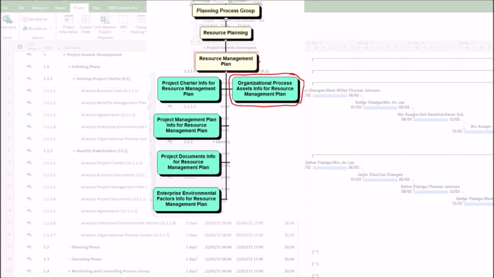In essence, ignoring OPAs is ignoring the organization's collective wisdom. It forces the project manager and the team to learn every lesson the hard way, dramatically increasing the risk of project failure. As a final message, organizational process assets are not just another input, they are the foundation of organizational learning applied to project management.